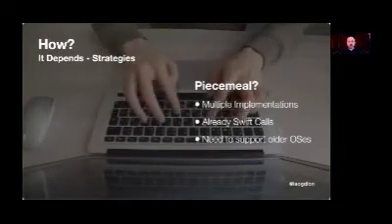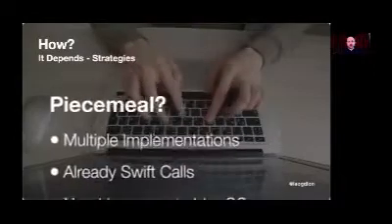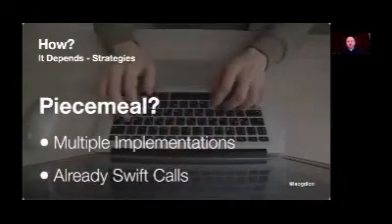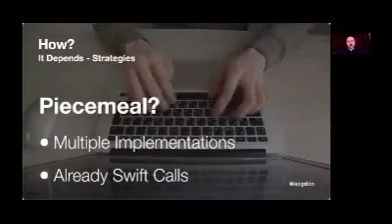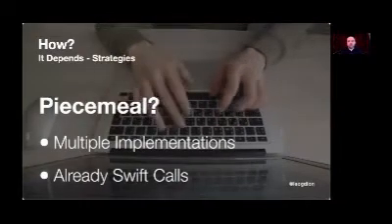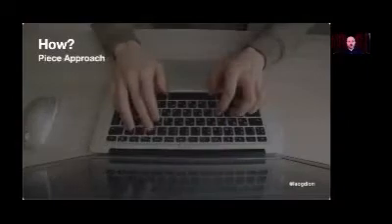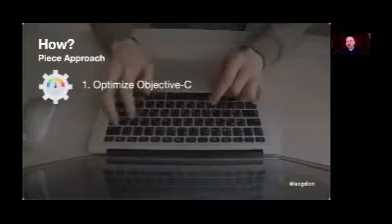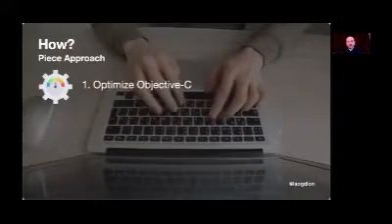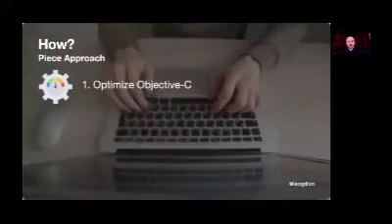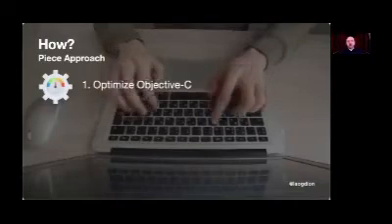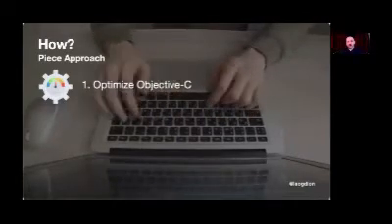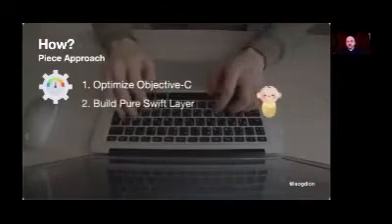So what I want to do right now is go through a step-by-step approach on how to replace pieces of Objective-C code piece by piece and move them over to Swift. First, we're going to optimize the Objective-C code, and make sure that it's fully integrated and ready to be consumed by Swift in the best way possible.